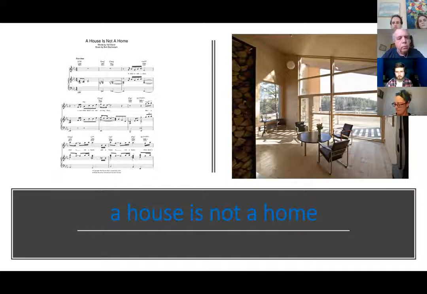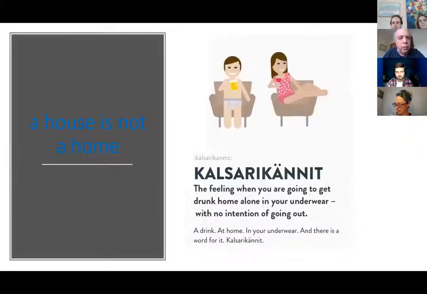So one of the keys is love, and I'll come to that at the end. But obviously, a house without love is maybe not a home. The Finns have a really cool idea about what it means to be at home in this word, kalsari kanit.